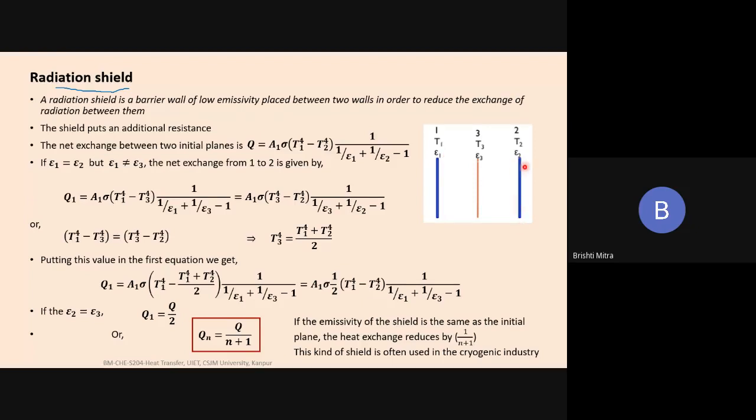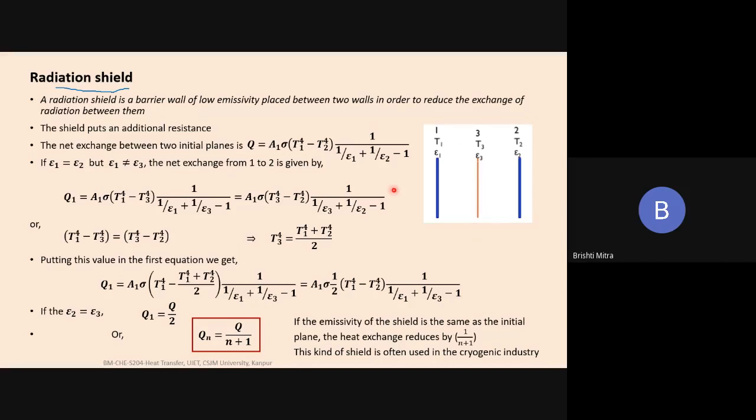And there's another wall, wall number 2, which has an emissivity of epsilon 2 and is at a temperature of T2. If I want to reduce the heat loss between these two walls, that means retain the heat, then we can put a barrier in between. This barrier, shown by this orange line, we denote as body number 3, with temperature T3 and emissivity epsilon 3. So this shield acts as an additional resistance.